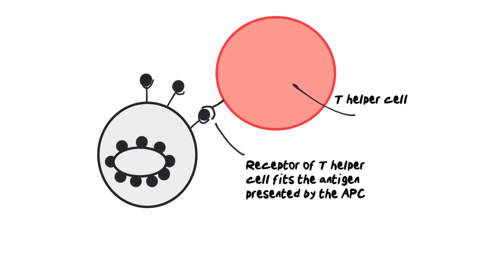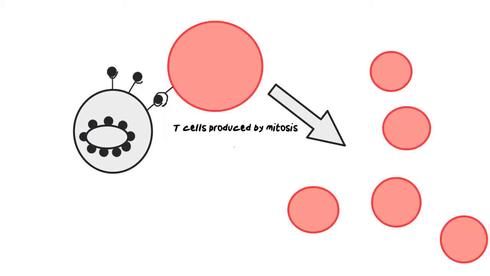Okay, so we've got our first T cell here. We've got the T helper cell. The T helper cell has receptors on its cell surface which will recognize, bind and fit to the antigens of the antigen presenting cell. So the binding to the antigens on the antigen presenting cell initiates a response from the T helper cell which causes the production of many T cells through mitosis. So this binding initiates cell division.